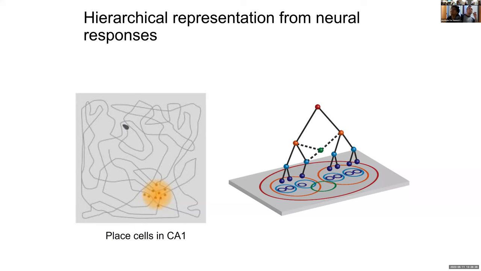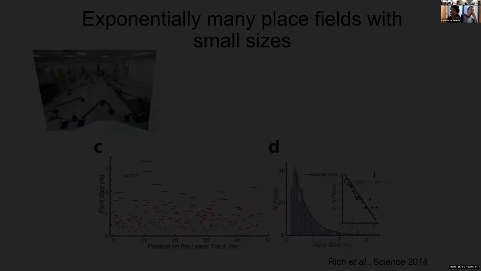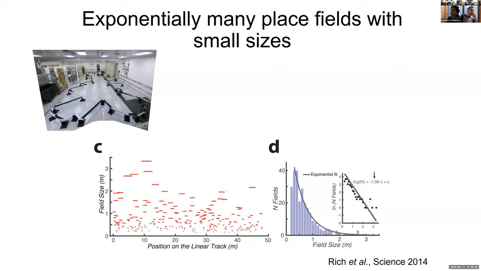Anyway, one of the signatures is that the place field size should be exponential. And this is the data that was shared with us by Albert Lee from Janelia. They were interested in representation of large spaces. And this is a picture of their experiment where the rat is running along a very long track. And it's also curvy, which will be important. And then, unrolling this track, position on the linear track, and these are different place fields here. And if you plot the distribution, it is exponential. So it is potentially consistent with the hyperbolic tree-like organization. Any questions about this?